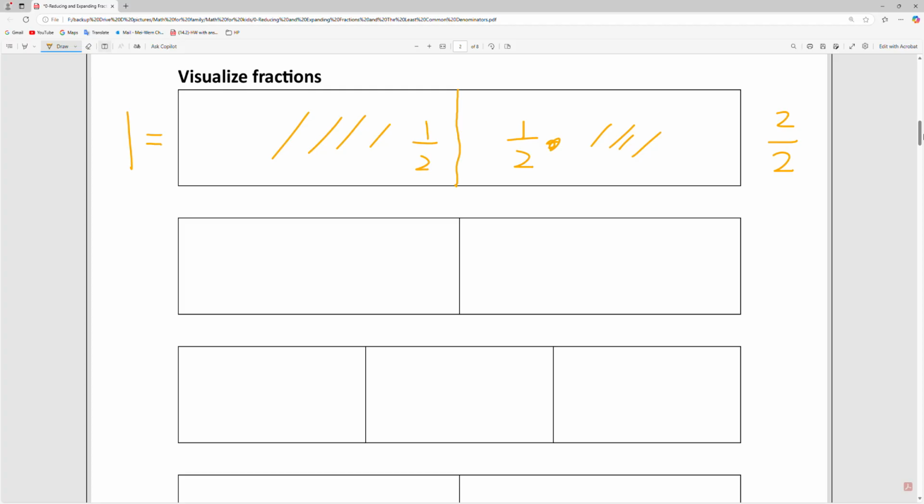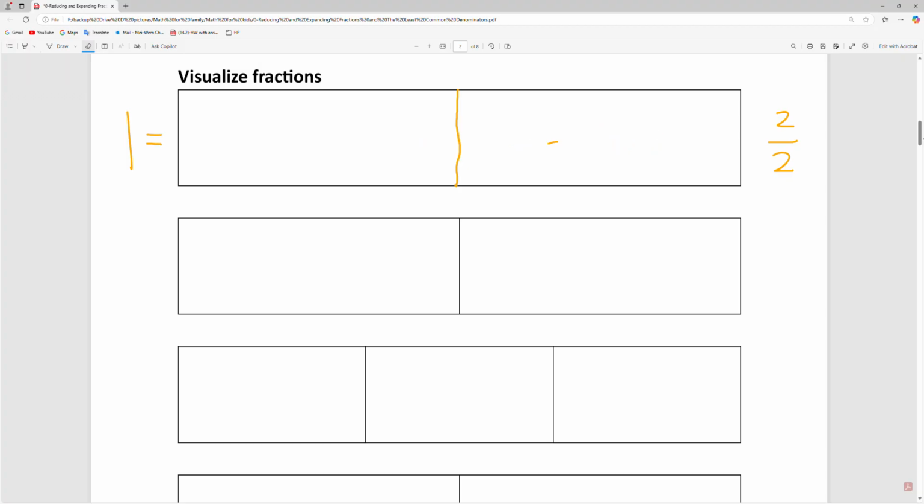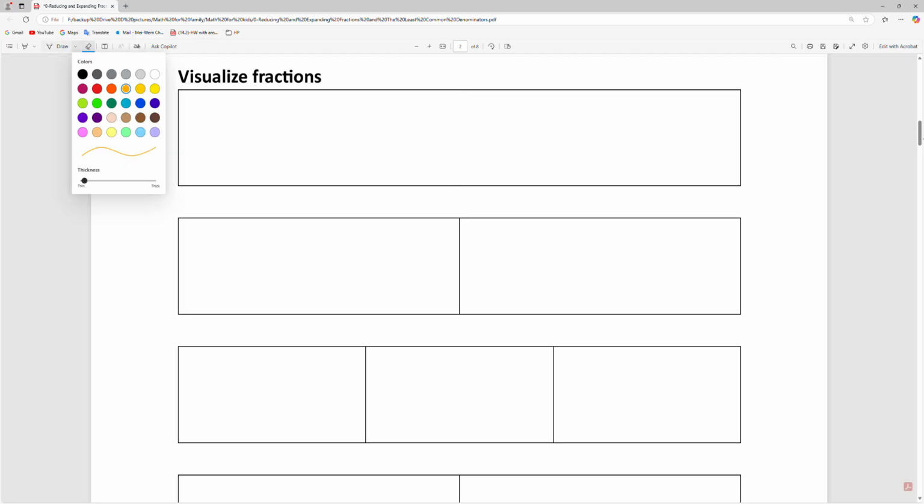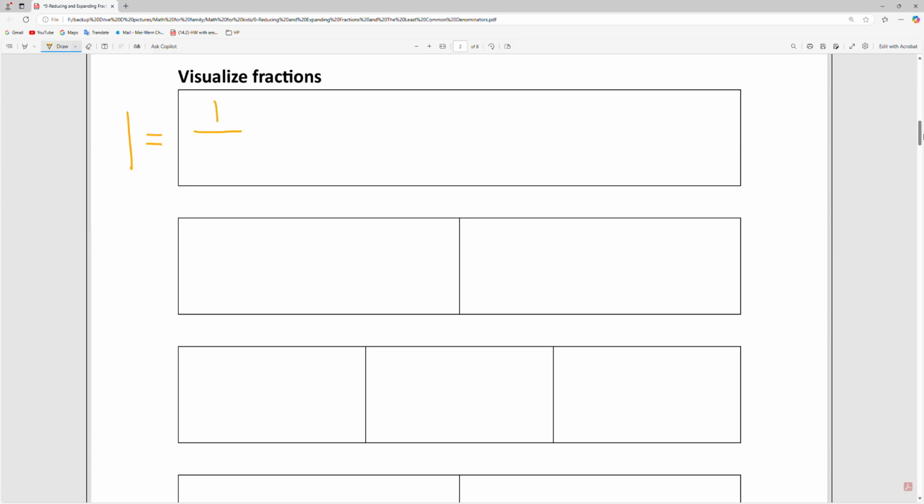So let me erase this again. So I would like to say 1. You can say it's 1 over 1. You have the whole thing and you want the whole thing. This is whole, and this is whole. So it's 1. Obvious.